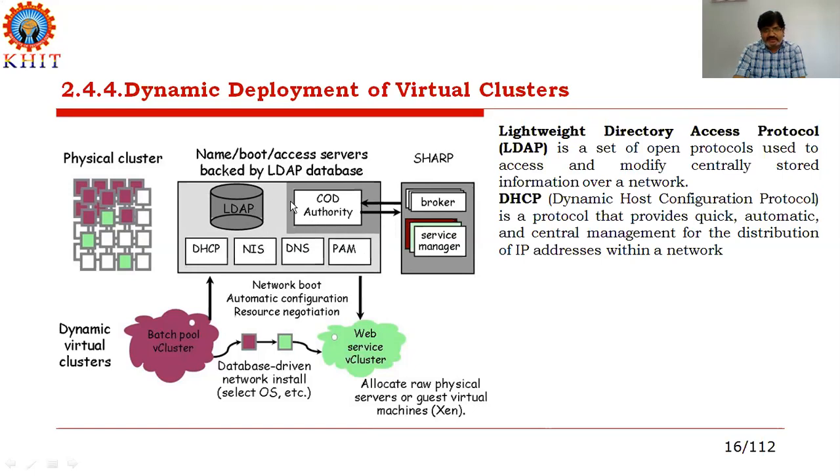Here the database has a two-way connection to the shared virtual machine. It maintains a broker architecture and a service manager over here. The database is connected to the web service virtual clusters, which can be allocated raw physical servers or just virtual machines which are interconnected together. They can perform their activities through the network configuration and resource management systems, and they can share the batch pool virtual clusters using dynamic virtual clusters whenever they require, wherever they want.